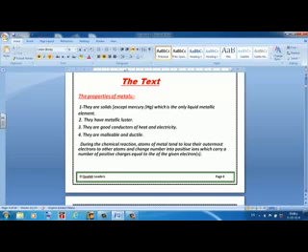Number 2, they have metallic luster, or I mean they are shiny like gold. Number 3, they are good conductors of heat and electricity like copper. So that's why we use copper in making electric wires. And here we have a question: give reason for copper is used in making electric wires. The answer: it will be because copper is a good conductor of electricity.